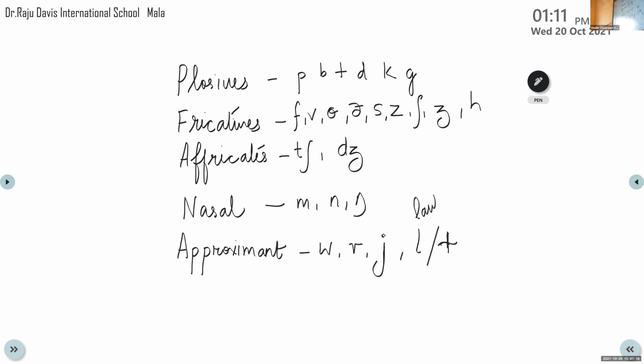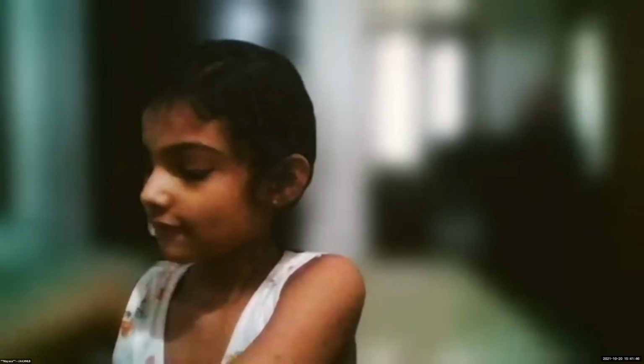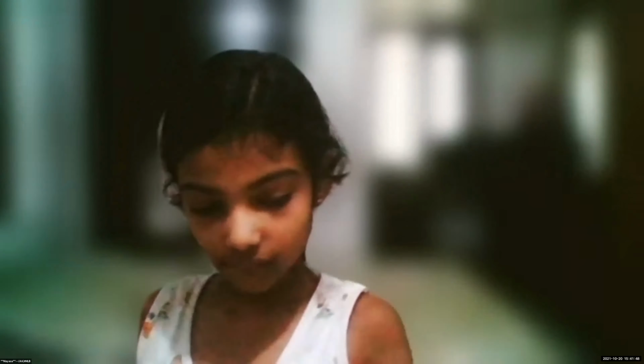Is it clear? All the sounds, symbols clear? Yes, ma'am. Okay. So what you all said is you have revised the symbols, right? Turn the page, take a fresh page. Look at what you just wrote or what you have written previously. No copying.